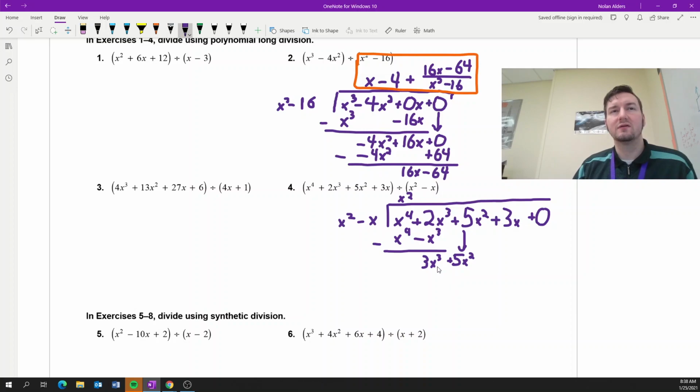So what times x squared gives us 3x cubed? I think that would be a 3x. So 3x times x squared gives us a 3x cubed. 3x times negative x gives us a negative 3x squared. Okay, we'll subtract. 3x cubed minus 3x cubed is 0. 5x squared minus negative 3x squared is 8x squared. Okay, and then we bring down the 3x. All right, what times x squared gives us 8x squared? Of course, that would be an 8, so we'll put a plus 8 here. 8 times x squared is 8x squared.